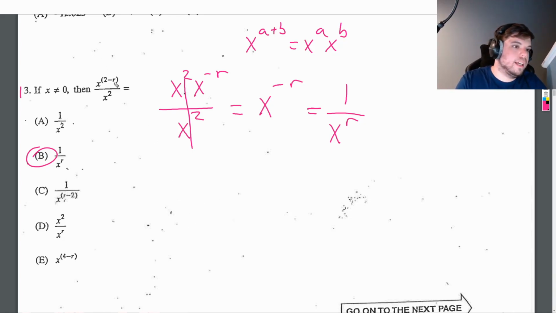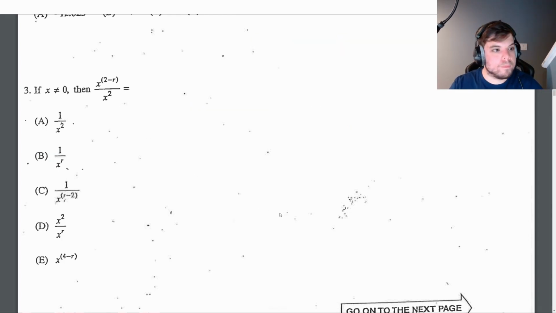Anytime you see addition or subtraction in an exponent, you want to use your exponent rules to simplify those a little bit. Nice.